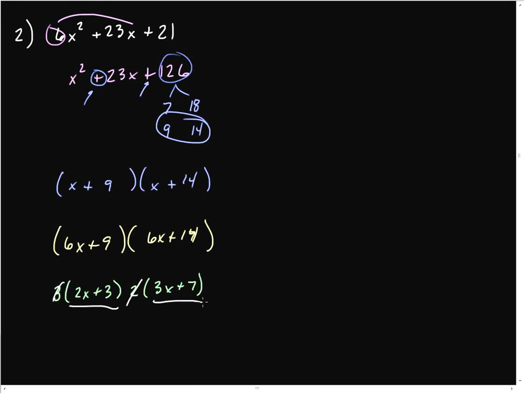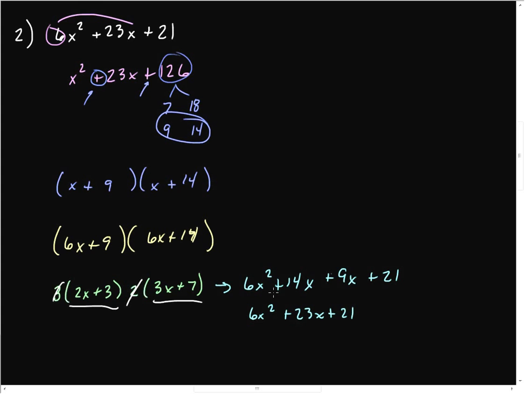A quick multiply through just to make sure that this works. 2x times 3x is 6x squared. 2x and 7 is 14x. 3 and 3x is 9x. 3 and 7 is 21. Combine like terms, I get 6x squared plus 23x plus 21. And that's what I started with.